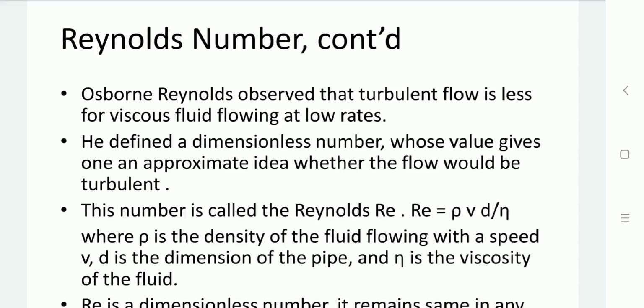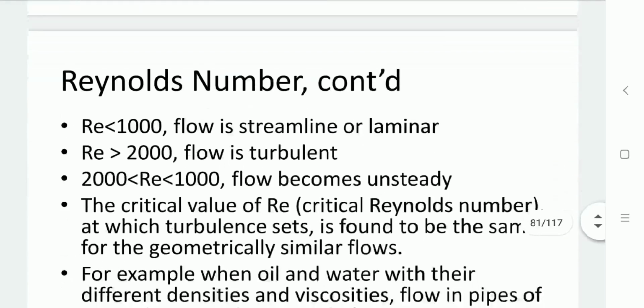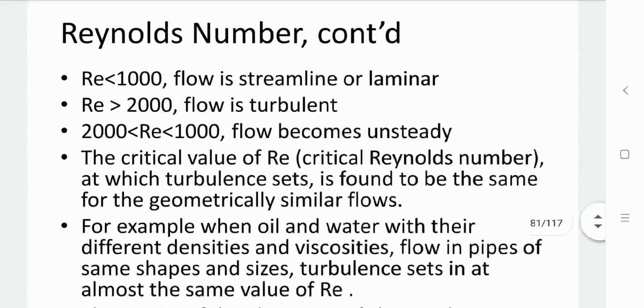Re is a dimensionless number and it is the same in any system. If this Reynolds number Re is less than 1000, then it defines that the flow of fluid is streamlined or laminar. If the Re value is greater than 2000, then it defines that the flow of fluid is turbulent.